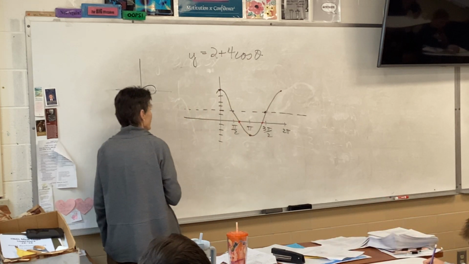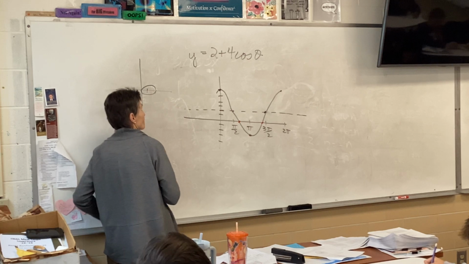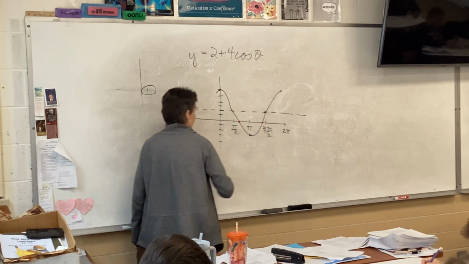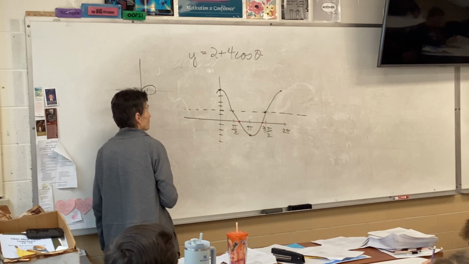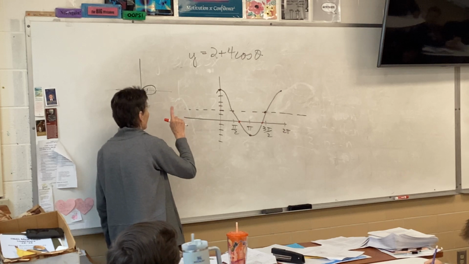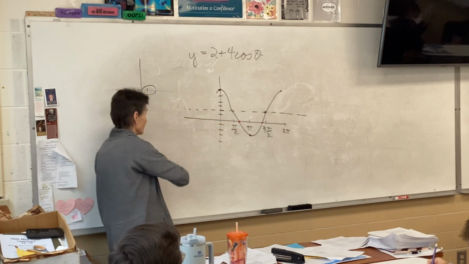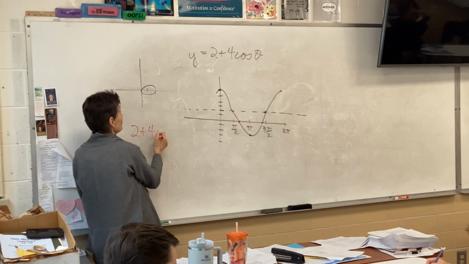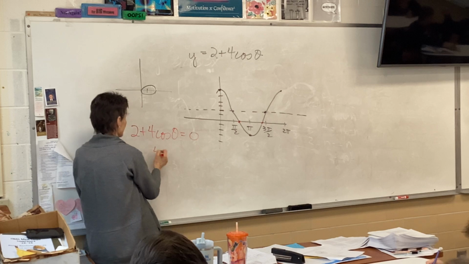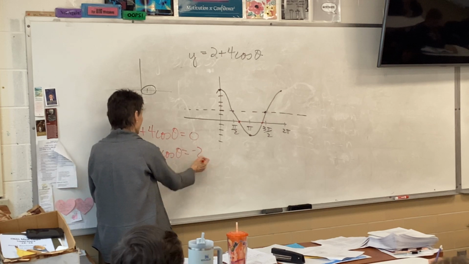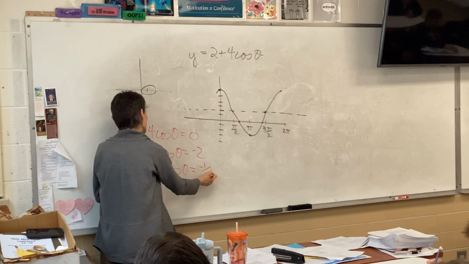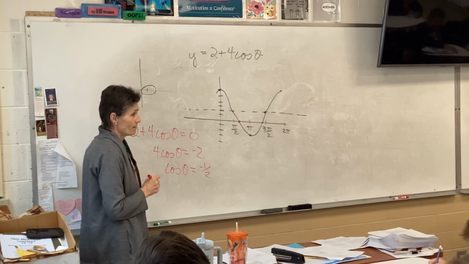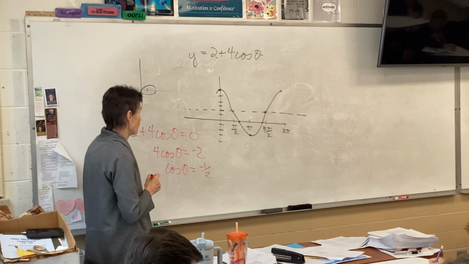So how will I find those two red points? What will I do to find where I have an actual 0? Now, if I plug a 0 into y, yes, set the equation equal to 0 and solve it. That's exactly right. So 2 plus 4 cosine equals 0. So 4 cosine is -2. Where is the cosine -1/2? Cosine -1/2. Where does that happen?